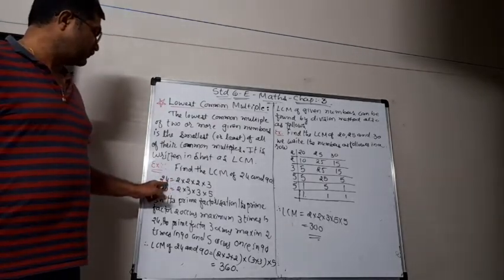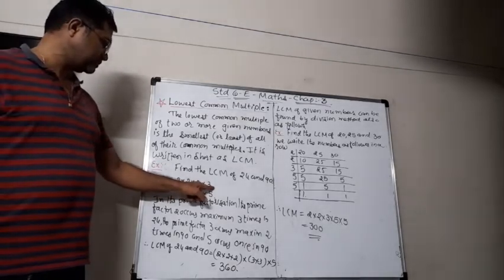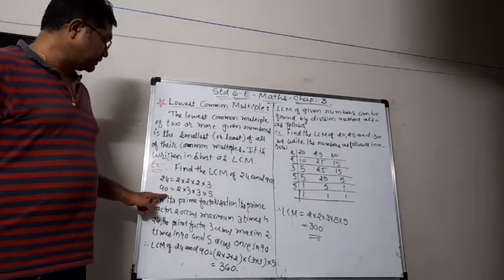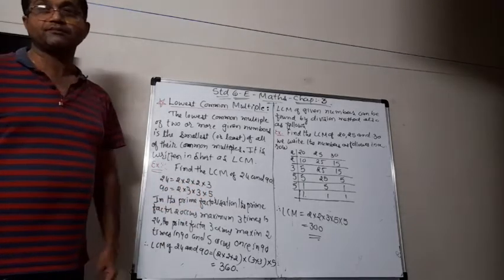So now here the factors of 24 are 2 multiplied by 2 multiplied by 2 multiplied by 3, and the factors of 90 are 2 multiplied by 3 multiplied by 3 multiplied by 5.